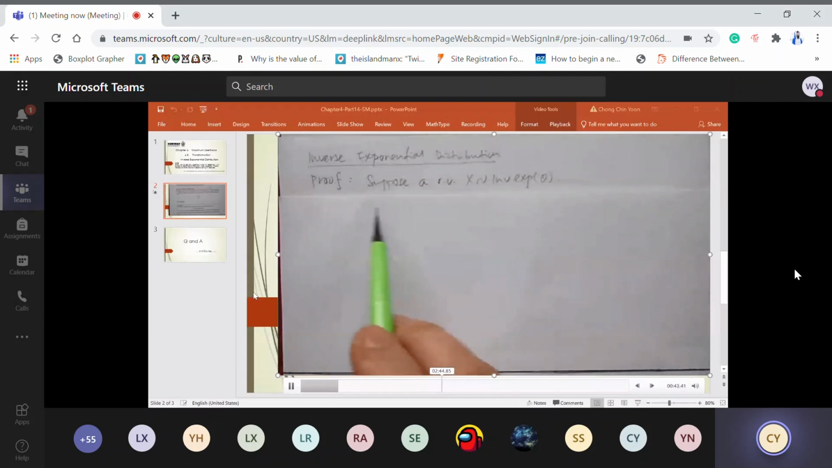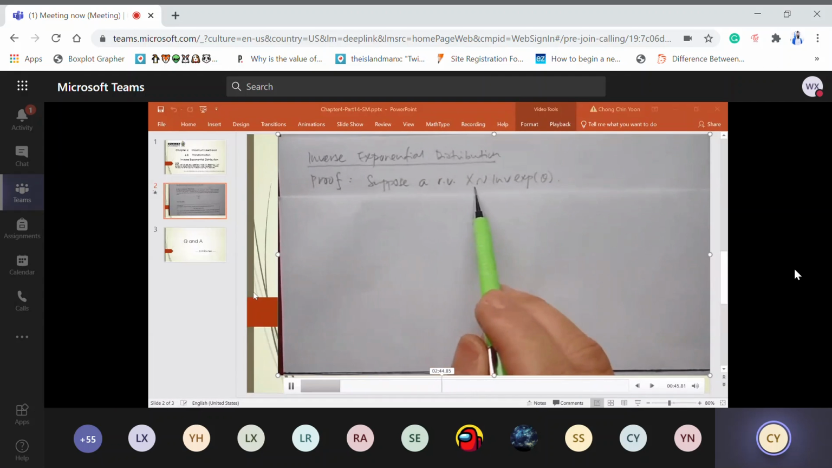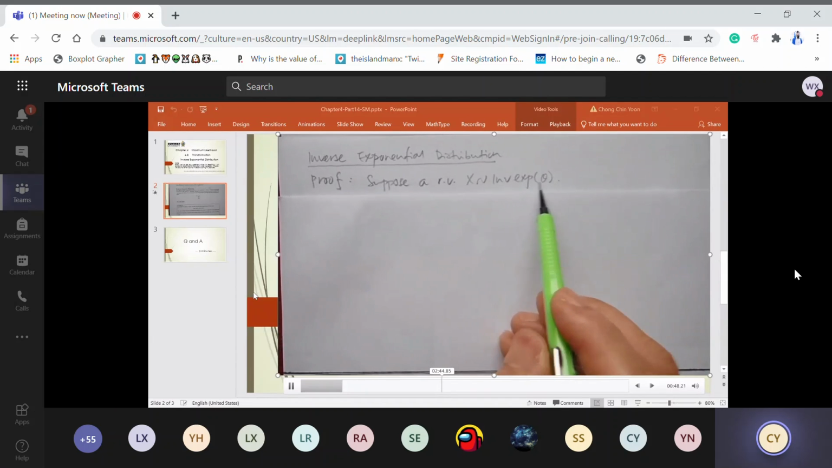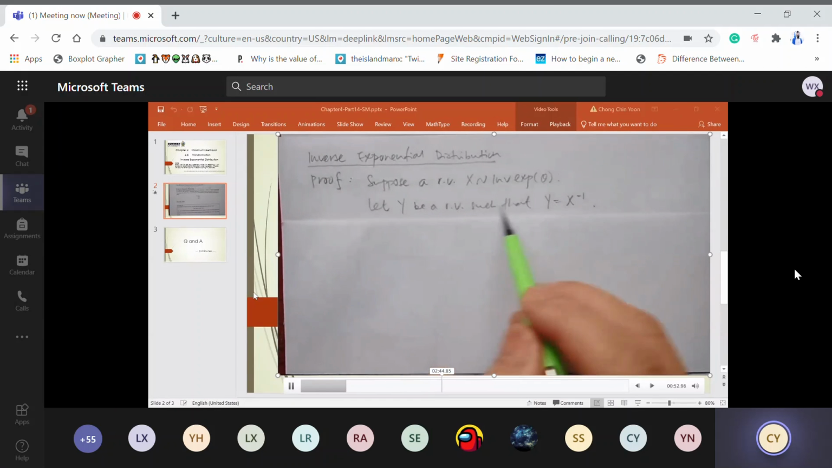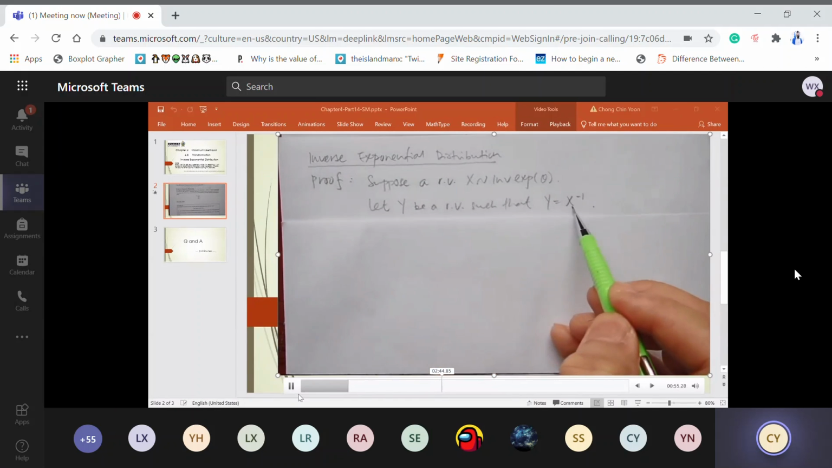Let's prove it. Suppose a random variable x is inverse exponential distributed with the parameter theta. Let y be a random variable such that y equals 1 over x. Okay, this is important, class. The algorithm for the transformation is easy, right? It's very easy, but these are the keywords: for different distributions of the transformation, you will have a different formula.